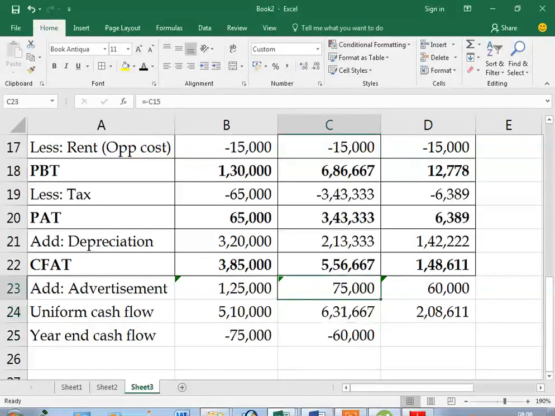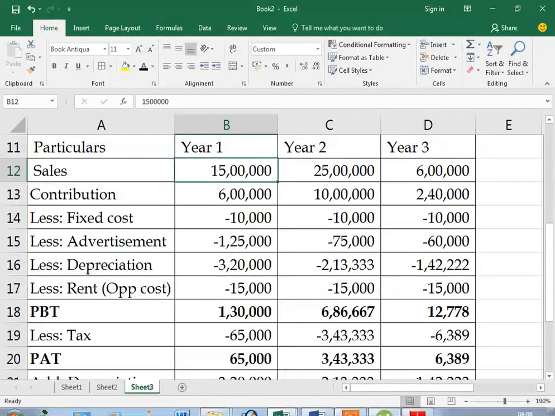Now, sales is something which is going to be uniform throughout the year. Contribution uniform throughout the year. Fixed cost uniform throughout the year. Advertisement is not uniform throughout the year, and anyway I am doing an adjustment to it. Rent is uniform throughout the year, and tax is also uniform throughout the year.